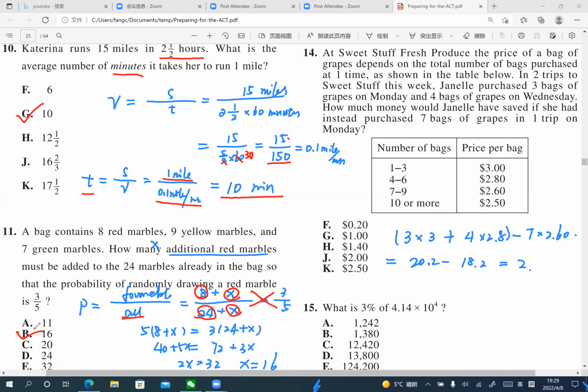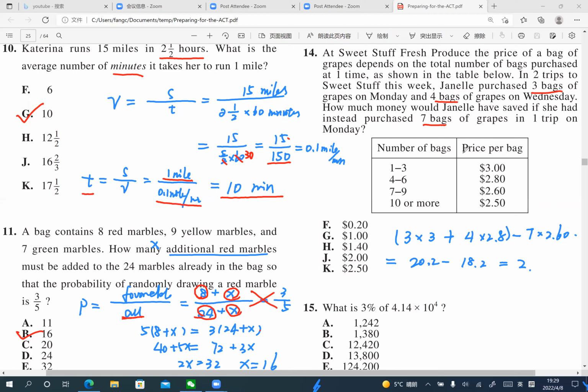Question 40. At Sweet Stuff Fresh Produce, the price of a bag of grapes depends on the total number of bags purchased at one time, as shown in the table below. In 2 trips to Sweet Stuff this week, Janelle purchased 3 bags of grapes on Monday and 4 bags of grapes on Wednesday. How much money would Janelle have saved if she had instead purchased 7 bags of grapes in one trip on Monday?